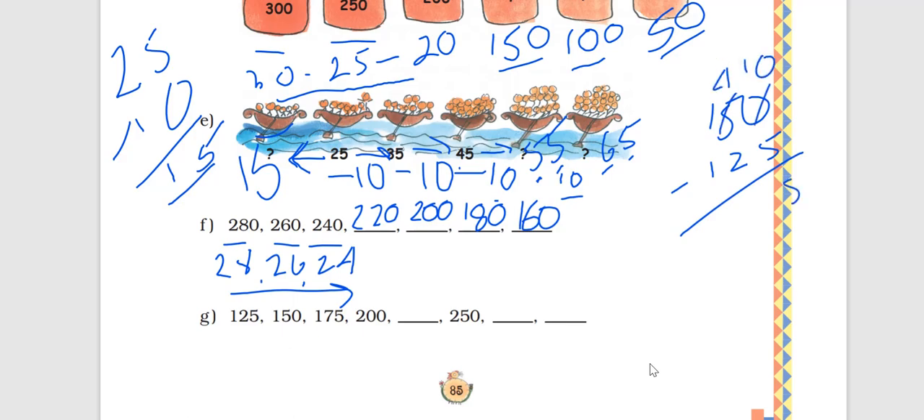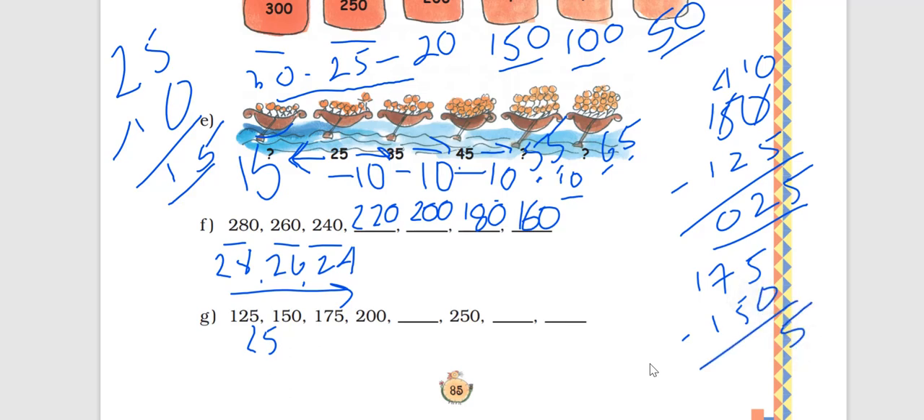10 minus 5 is 5, 4 minus 2 is 2, 0 hundreds, 25. So the difference between these two numbers is 25. Let's do one more. If we get 25, we are on our way. 5 minus 0 is 5 ones, 7 minus 5 tens is 2 tens, 1 minus 1 is 0, 25. Seems like we have a pattern of increasing by 25.